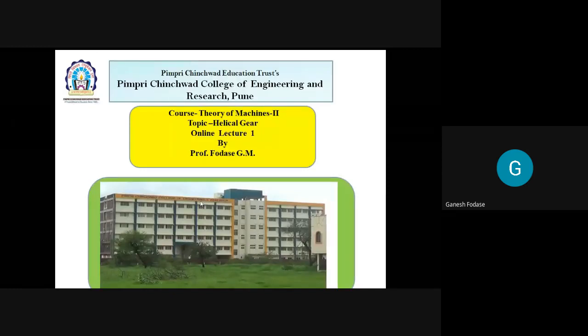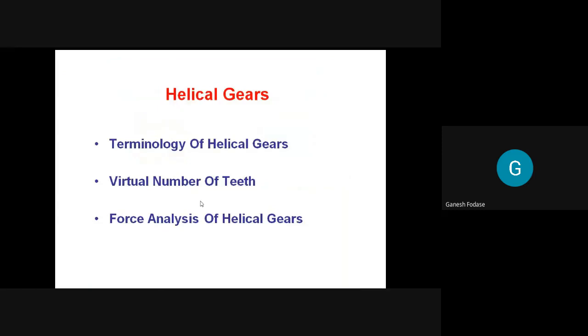Okay. So in unit number 2, we discuss 4 topics basically: helical gear, spiral gear, worm and worm wheel, and bevel gear. These 4 topics we discuss. We start with helical gear. So in helical gear, we discuss the terminology of helical gear, the virtual number of teeth concept of helical gear, and finally force analysis of helical gear.